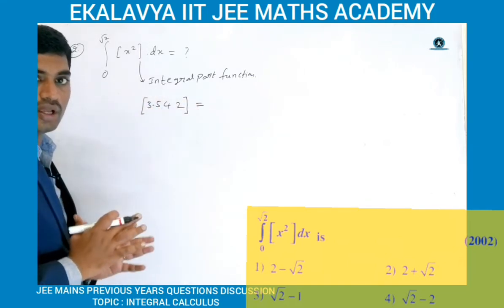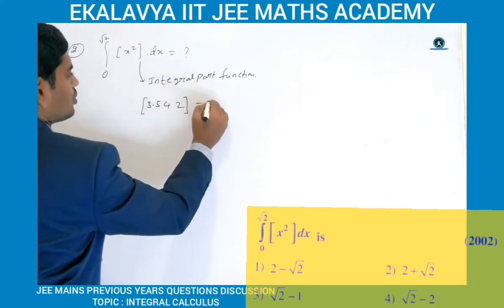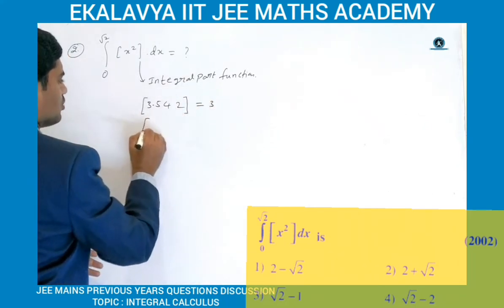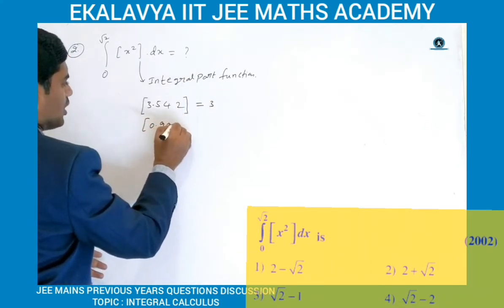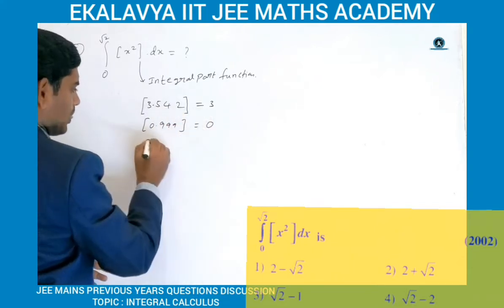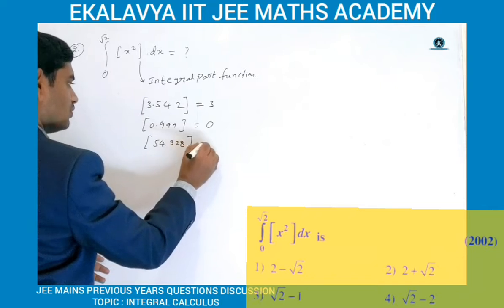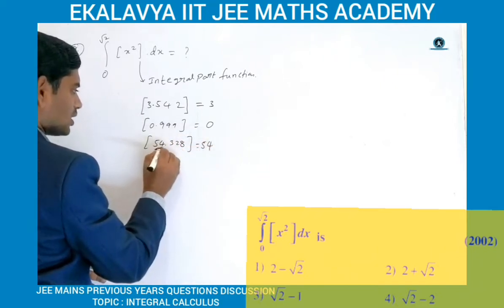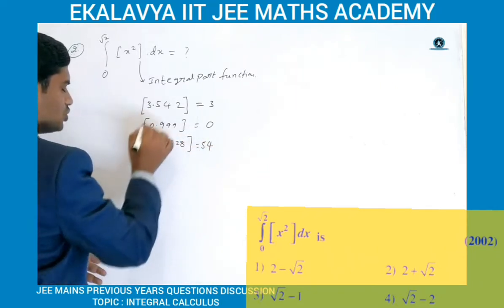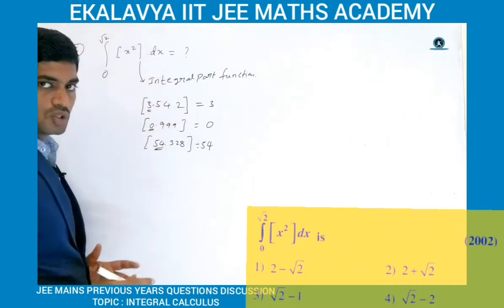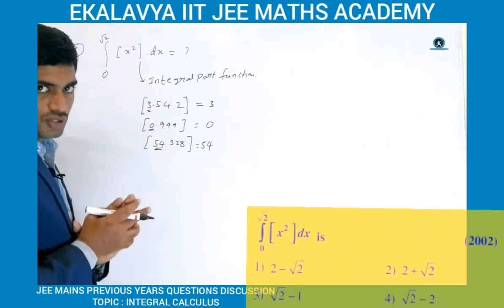Which is equal to 3. Suppose I want to find the step of 0.999, which is equal to 0. The step of 54.328 is equal to 54. Why? Because the integral part is 54. Here the integral part is 0, here the integral part is 3. So we should take only the integral parts alone.